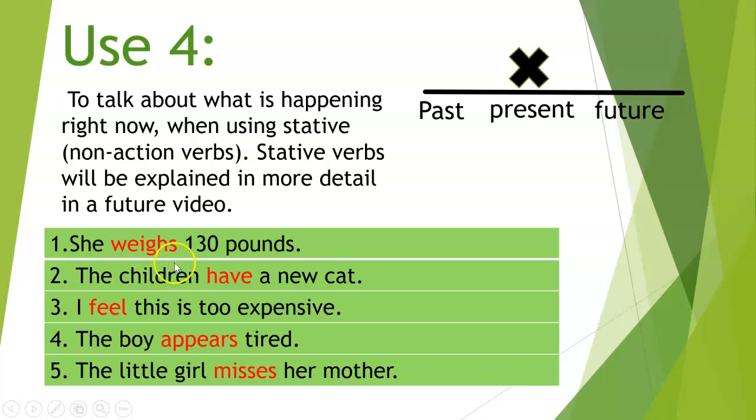She weighs 130 pounds. The children have a new cat. I feel this is too expensive. The boy appears tired. The little girl misses her mother. So verbs in these cases, such as weigh, have, feel, appear, and miss, are what we call stative verbs. And again, we will talk about these in more detail in a future video.